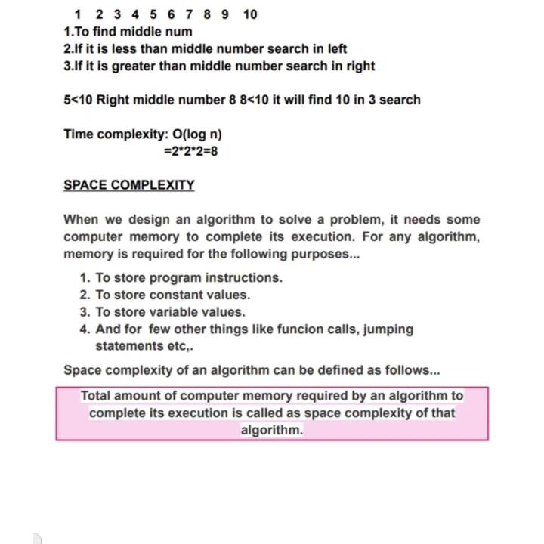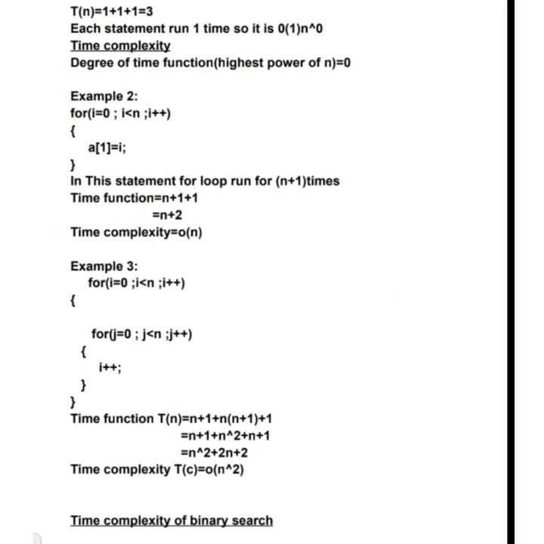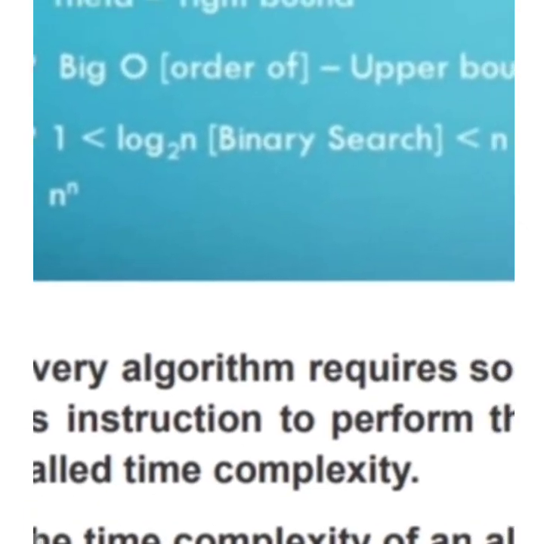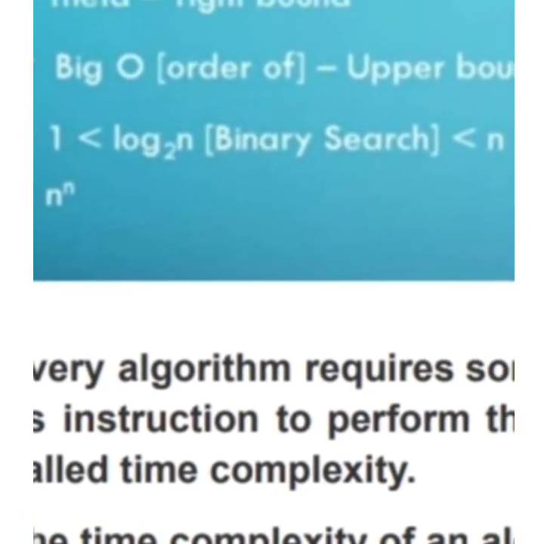Here, how do we find the time complexity for binary search? The binary search time complexity is order of log base 2 of n. That means how many times 2 has to be multiplied to reach that element n. That is the explanation for this.